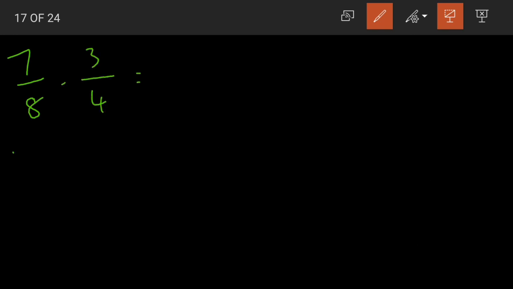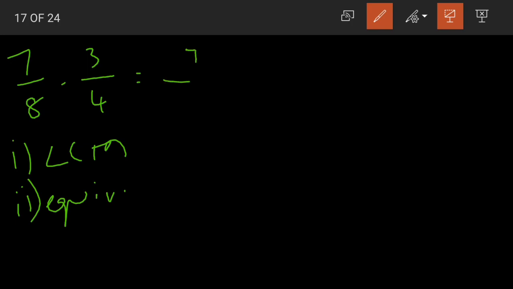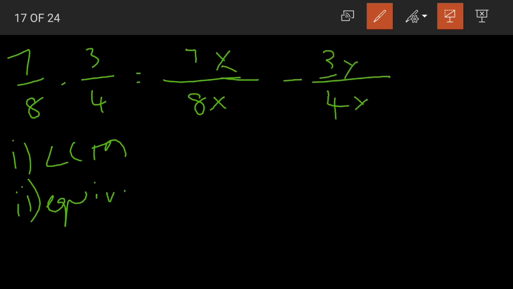Now the next step will be what? First we found out the LCM. So the second step is converting them into equivalent like fractions. How do we do that? 7 by 8 into, first let us write like this, 3 by 4 into. Now the LCM we got is 8. Here the denominator is also 8. Now how much should we multiply 8 with to get 8? It is simple. 8 1s are 8.